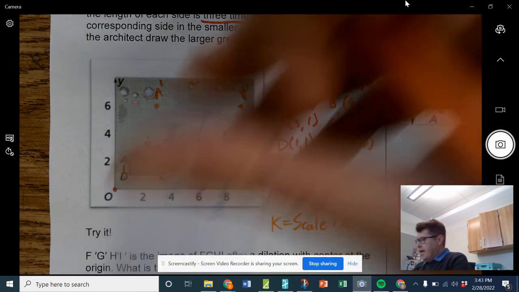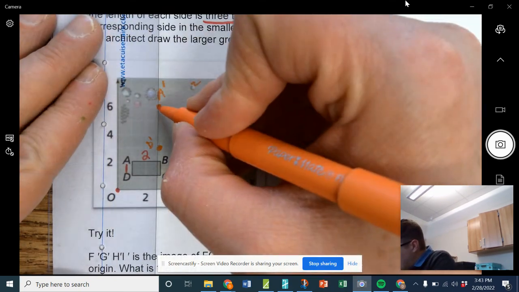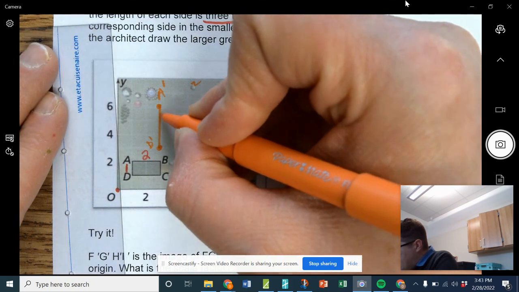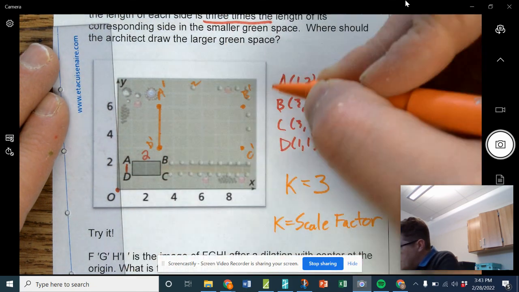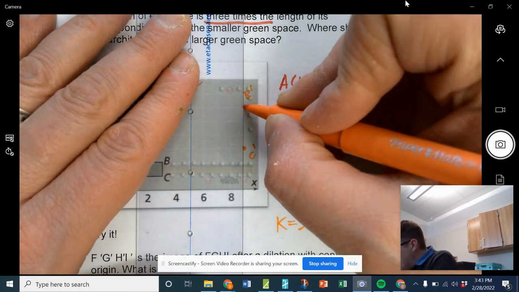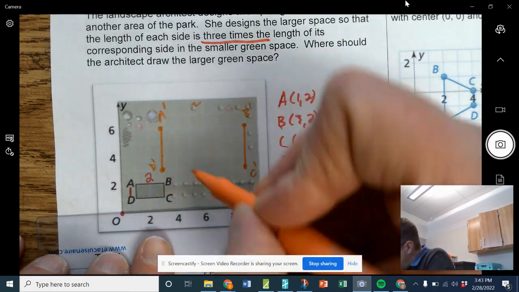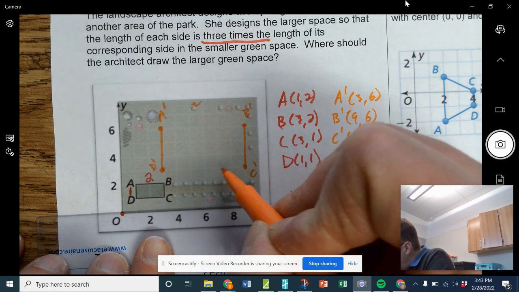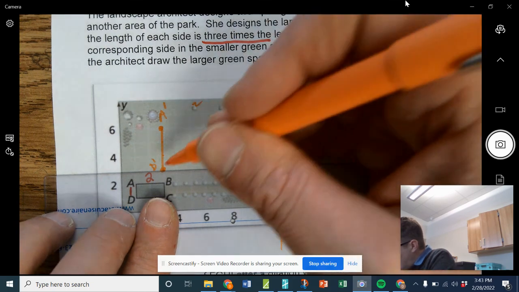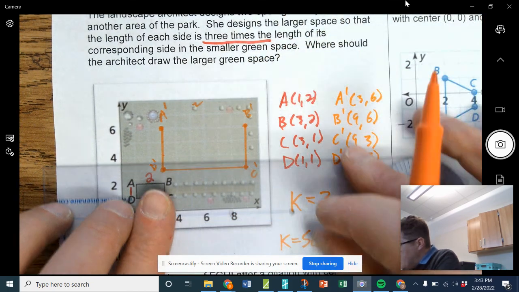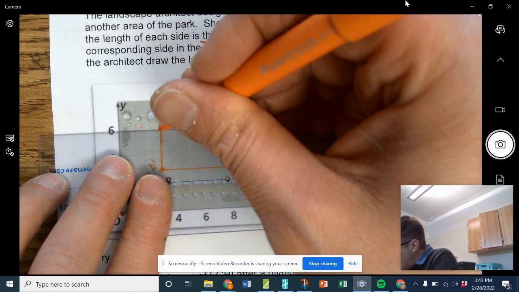Okay. Now we have our second green space, and we can see that it is 3 times the size, right? Let's double check. This side should be 1, 2, 3 boxes. It is, because that's 1, so 1 times 3 is 3. And then this is 2, so it should be 1, 2, 3, 4, 5, 6, because 2 times 3 is 6. So we have our new larger open space farther out in the park there.